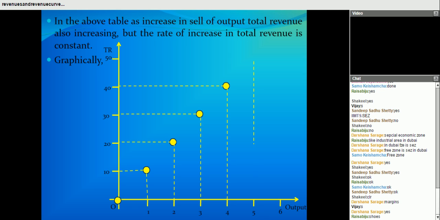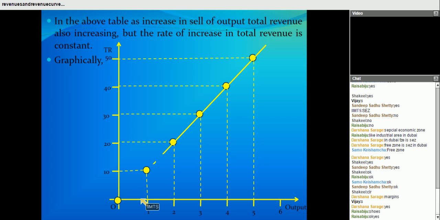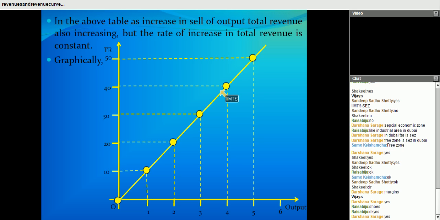Can you see that? For 1 unit it's 10, for 2 units 20, 3 units 30, 4 units 40, 5 units 50. So simply the line is going up. The slope is positively increasing.